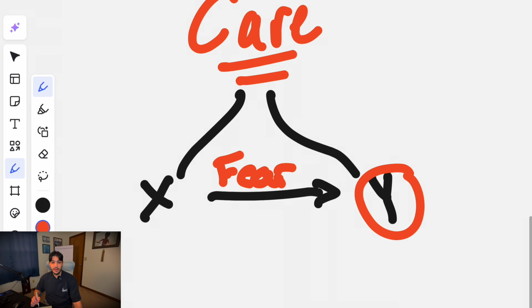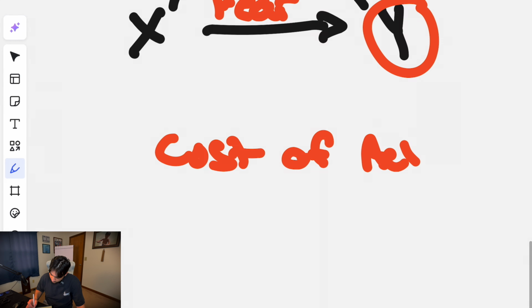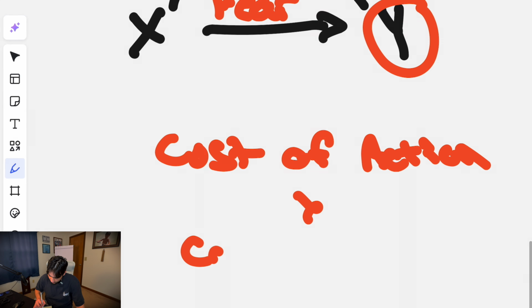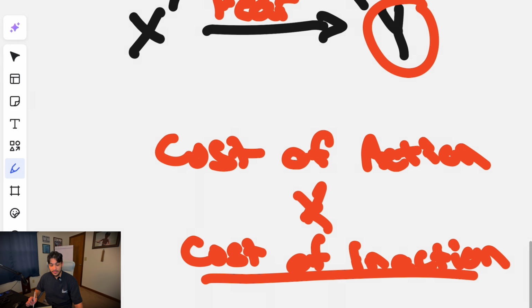But the cost of action is always far greater than the cost of inaction. Or should I say, the cost of action is not as great as the cost of inaction. The cost of inaction is way worse.